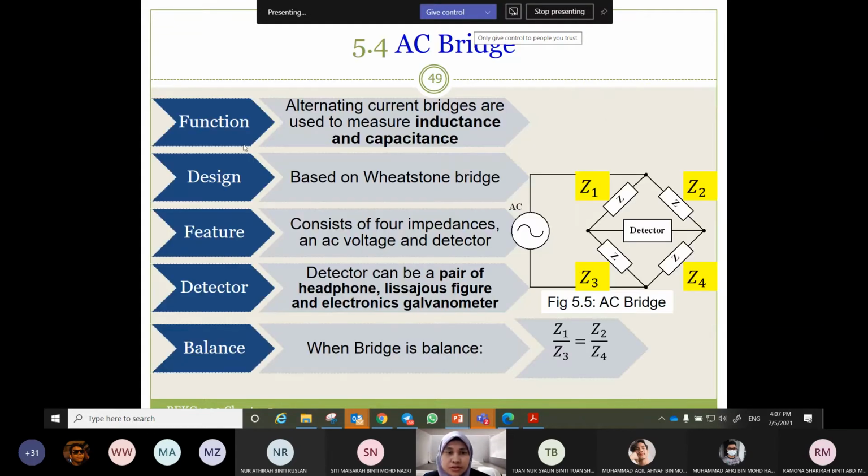So AC bridge, the function is alternating current bridges are used to measure inductance and capacitance. So in DC bridge, we find resistance, right? Rx. So in AC bridge, we find Lx, Cx, okay? Inductance and capacitance. The design is based on Wheatstone bridge. It consists of 4 impedances and AC voltage and detector. So we have AC instead of DC in DC bridge. Of course, we have the galvanometer here.